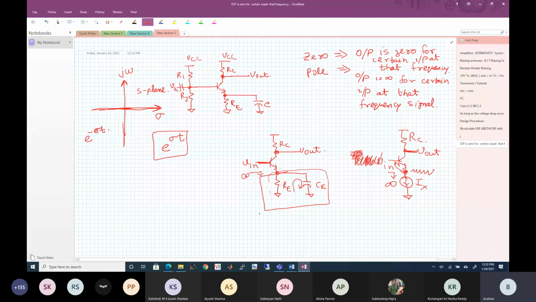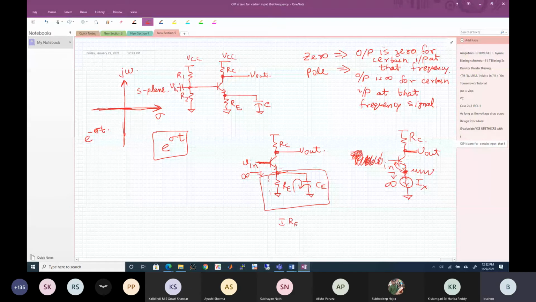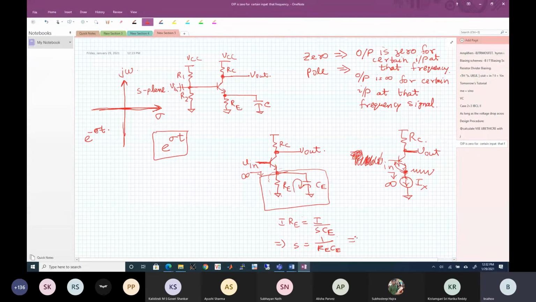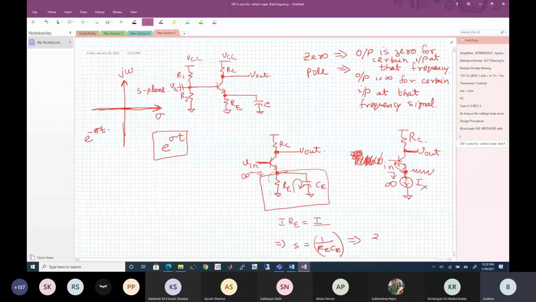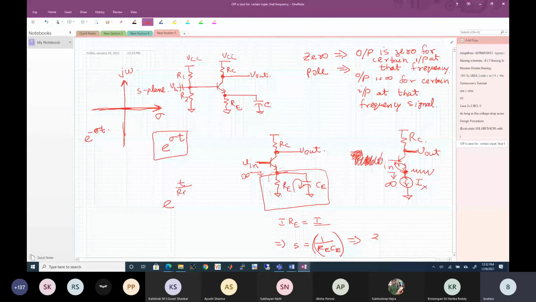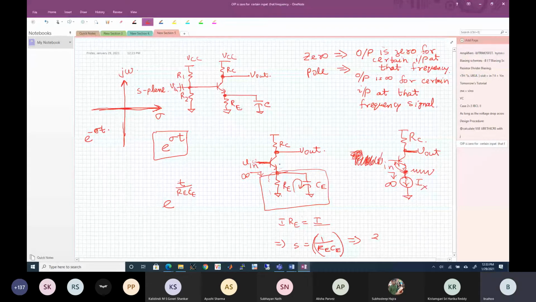Okay. Can I have that same scenario here at a certain frequency? Can this behave like an infinite resistance at a certain frequency? Means there cannot be any current. So all the current will be circulating over here. It can be. So I_RE equal to I_SCE. Therefore, at s equal to 1 by RE CE, the current keeps circulating, nothing can go over here. So if I apply e to the power of t by RE CE as the signal at this point, no current will flow in this circuitry, and thereby I'll get an output equal to zero, and therefore your zero will be at 1 by RE CE.